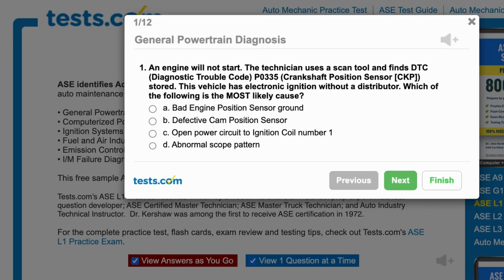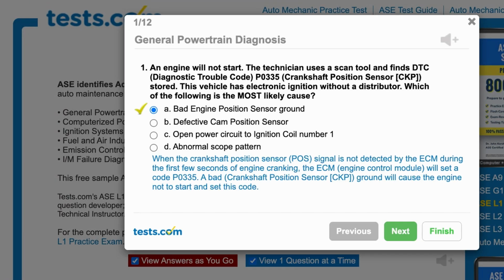A. Bad engine position sensor ground. B. Defective cam position sensor. C. Open power circuit to ignition coil number 1. D. Abnormal scope pattern. A. Bad engine position sensor ground. When the crankshaft position sensor, or POS signal, is not detected by the ECM during the first few seconds of engine cranking, the ECM, or engine control module, will set a code P0335. A bad crankshaft position sensor (CKP) ground will cause the engine not to start and set this code.